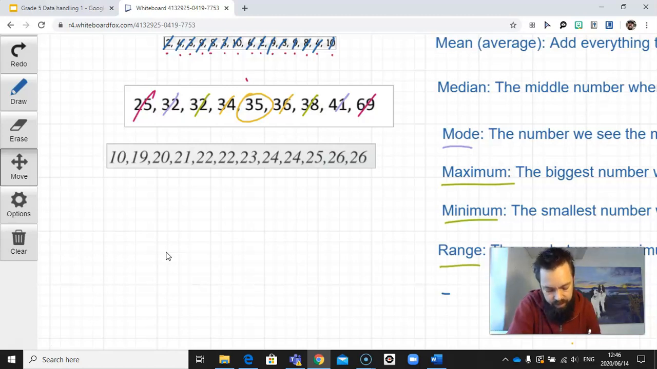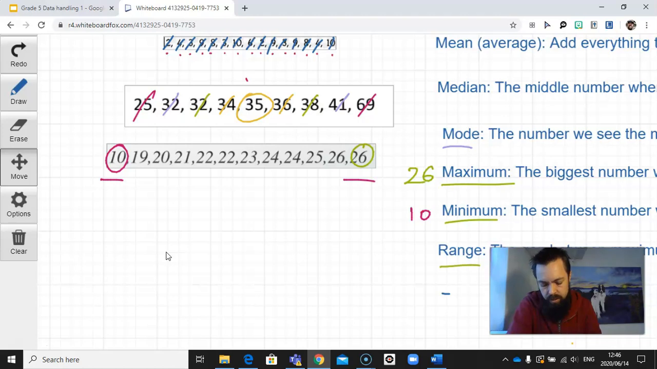Our maximum, that's going to be easy to see, 26. Our minimum, easy to see. It's always easy to see them from ordered information, so that means when it's in order from smallest to biggest. That's good to know. But our range is the difference. So we've got to go 26 minus 10 gives me 16. So our range is 16, the difference between the maximum and the minimum.